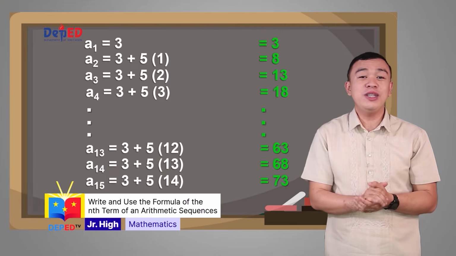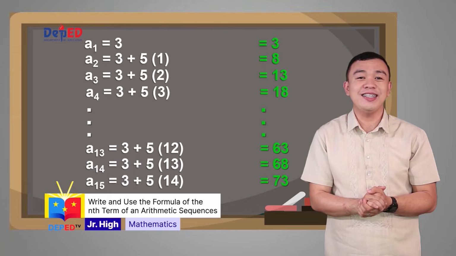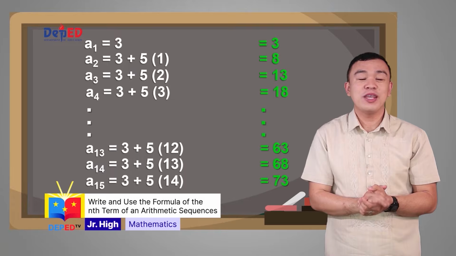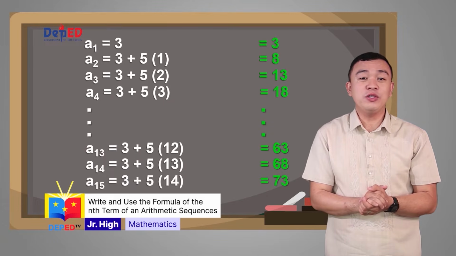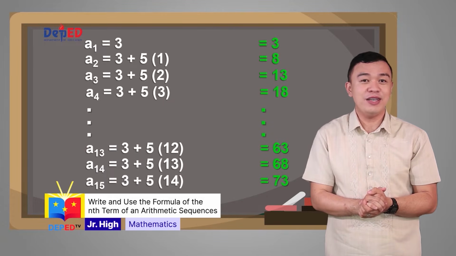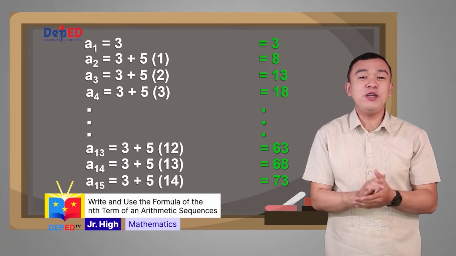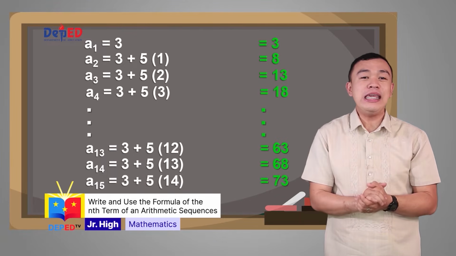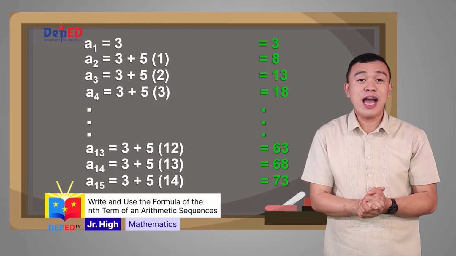These terms can be written in the following manner as a shortcut. Our a sub 1 is equal to 3. Our a sub 2 will be equal to 3 plus 5 times 1, that is 8. Our a sub 3 will be equal to 3 plus 5 times 2, that is equal to 13. Our a sub 4 will be equal to 3 plus 5 times 3, that is equal to 18.